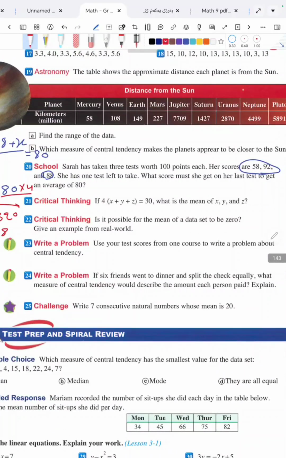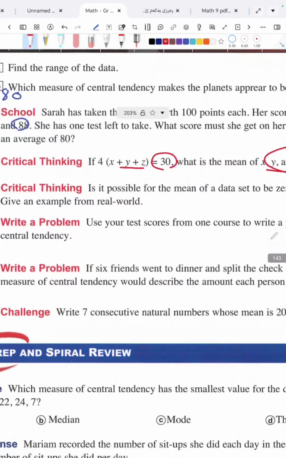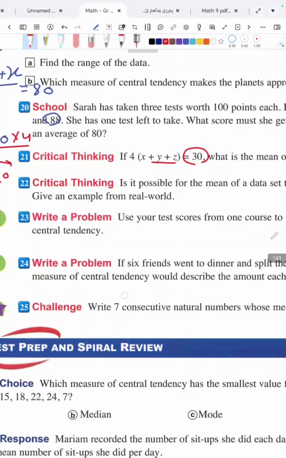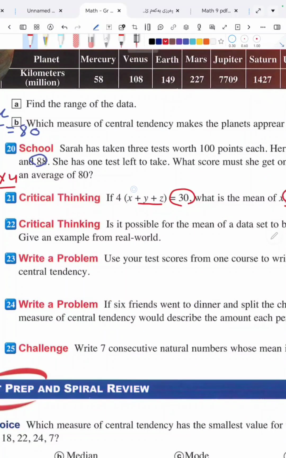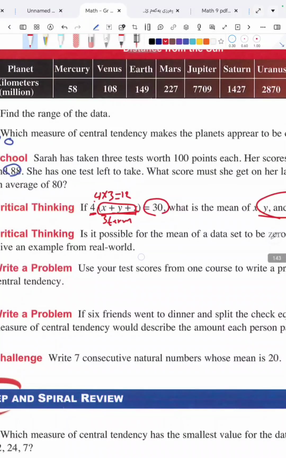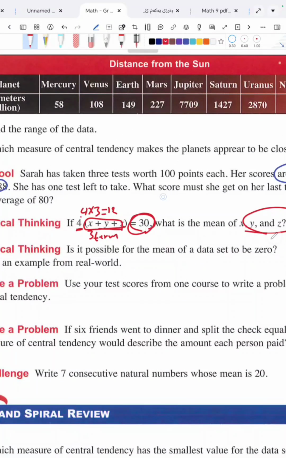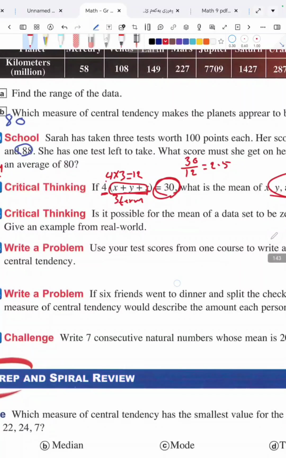Question 21, critical thinking. If 4, inside the parentheses, we have x plus y plus z equals 30. What's the mean of x, y, and z? Again, here we have two ways. How many terms do you have? 3 terms, right? So 4 times 3 equals 12, because you have 3 terms and you have 4. Then 30 divided by 12 equals 2.5.